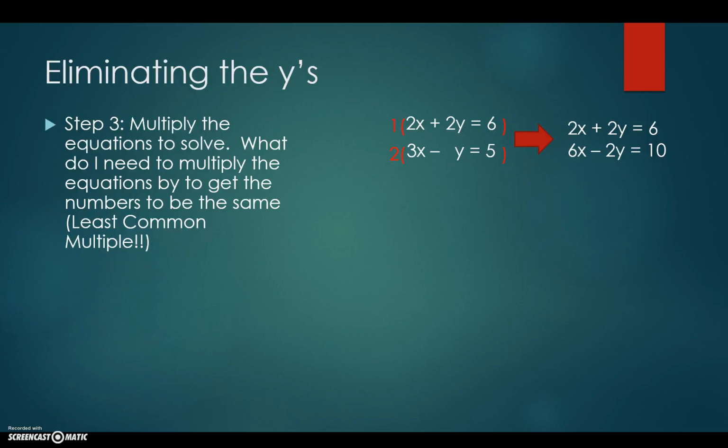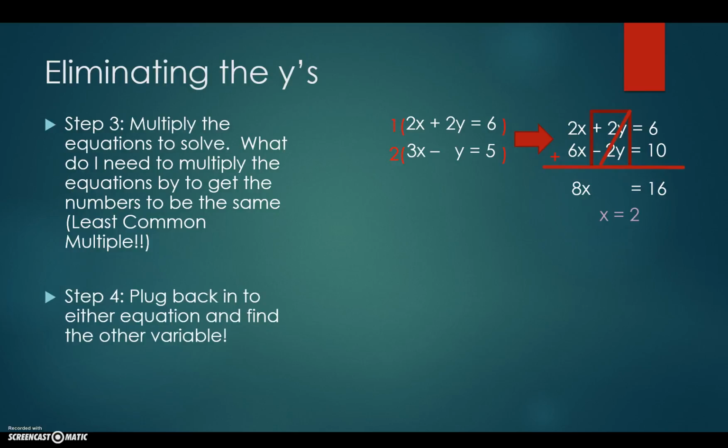And you have to keep in mind, when you distribute through with these numbers, it goes through the whole equation. So 2 times 3 and 2 times that 5. Now I can see that the two y's have the same coefficient. They're different signs, so I'm going to add them. When I add, those two y's cancel. I'm left with 8x is equal to 16. When I divide both sides by 8, I get x is equal to 2.